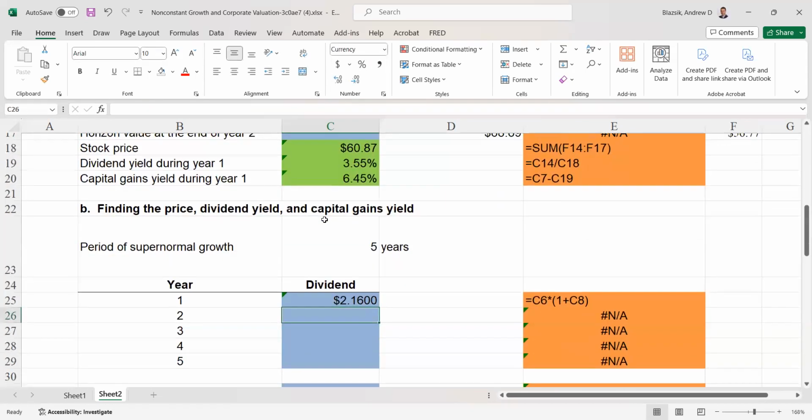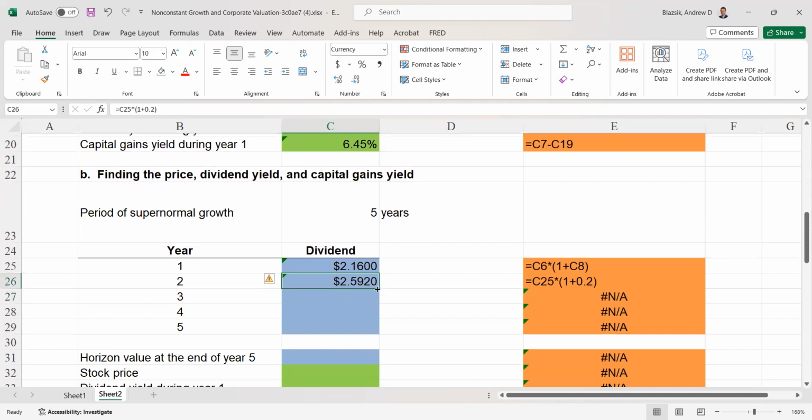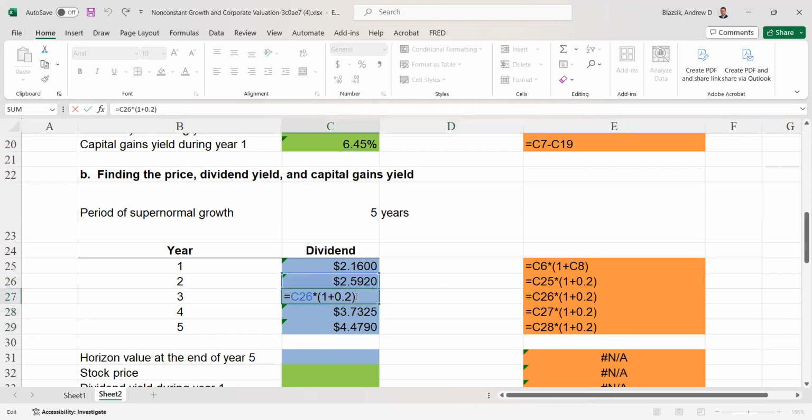Okay, $2.16. So if I want to do the next one, I'll take this one and I'll multiply 1 plus, I'm just going to type in 0.20. Same thing we did, right? And then I'm going to drag this down, and that should solve all 5 years. Just to make sure I did it correctly, yep, did the previous times 1 plus 0.2, which is a 20% gain. So we see the dividends of each year.